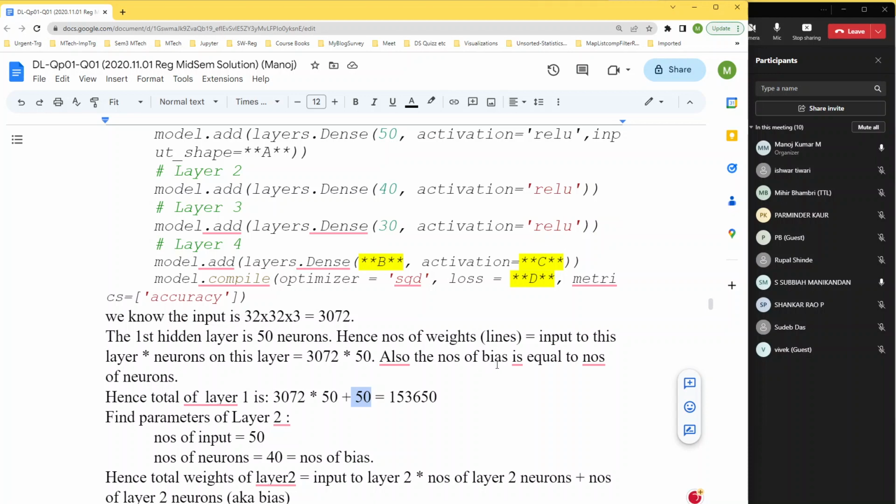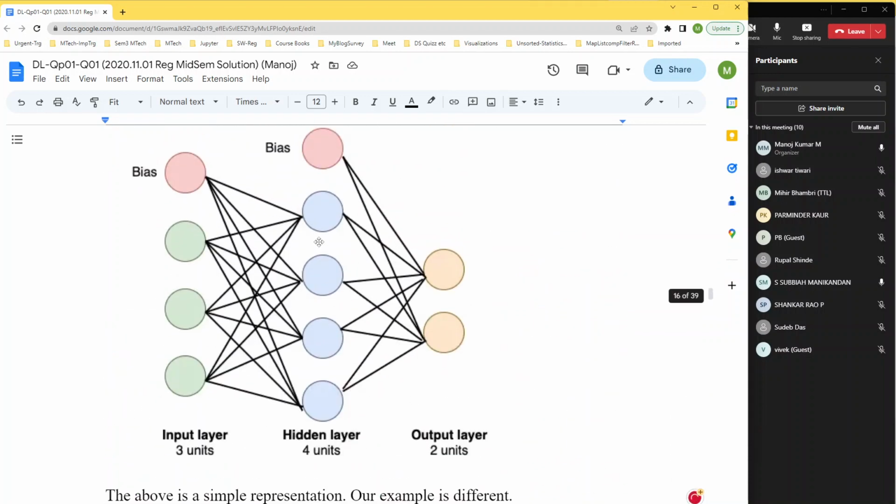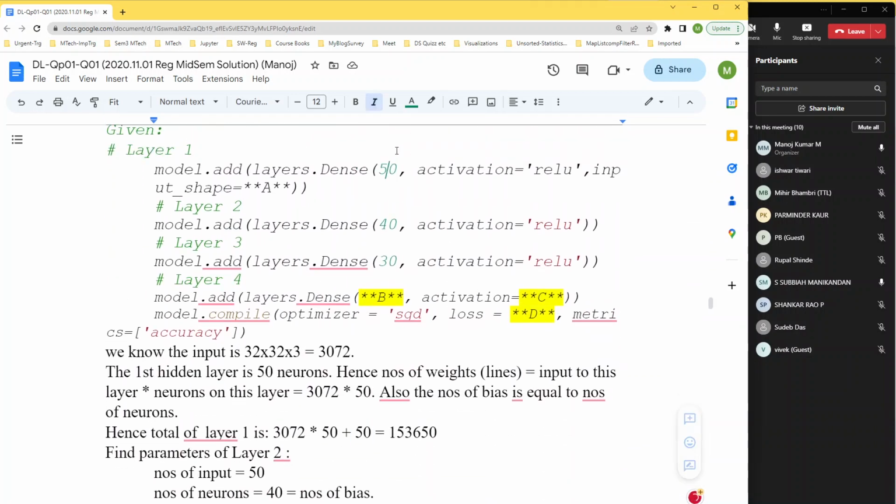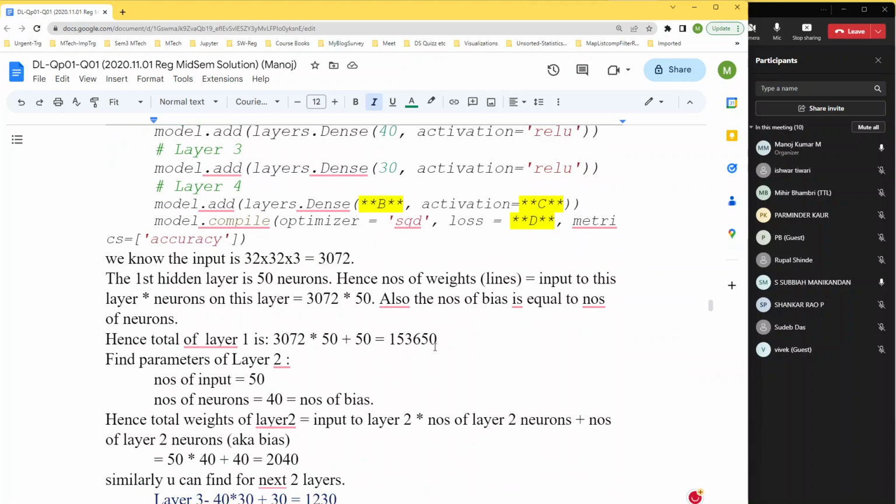Also, the number of biases is equal to the number of neurons. So each neuron will have its own bias, right? 1, 2, 3, 4. Here we have 4 biases in this diagram. This is not related to our question, just for representation. So each one will have a bias. So each number of neurons will have that number of biases. So this one is clear, this value.